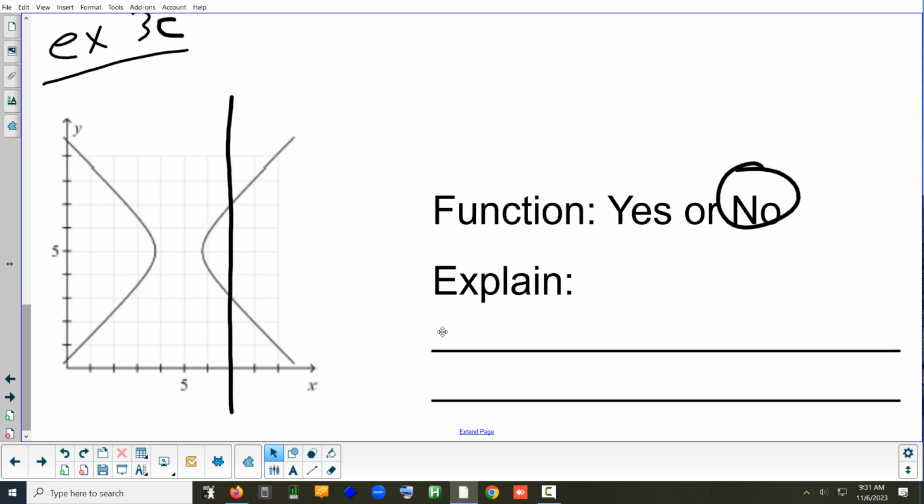Okay, so why is it not a function? You just put down fails the vertical line test. To pass the vertical line test, you have to only hit the function once everywhere. And that's not true. Okay, any question on that one?